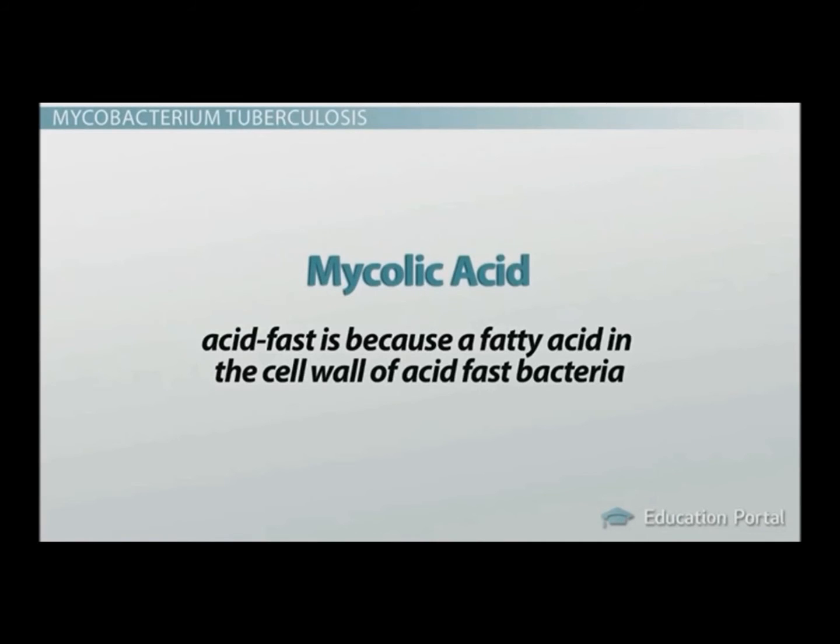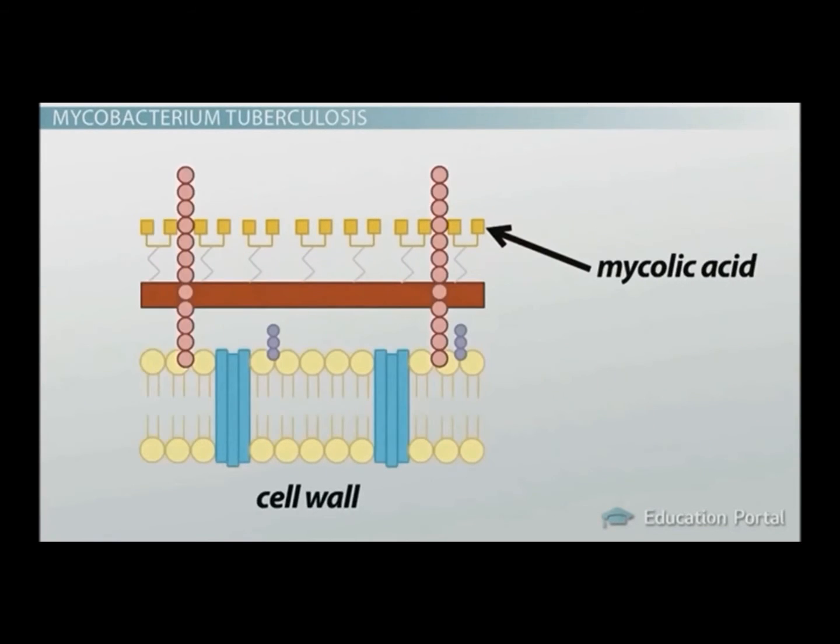Acid fast is because a fatty acid in the cell wall of acid fast bacteria, known as mycolic acid, gives these cells the ability to resist decolorization with acid alcohol in certain staining procedures that are used to identify this bacterium. In addition, this mycolic acid also makes these bacteria impermeable to a lot of stains, such as those used in the Gram stain. You can basically think of the mycolic acid as a type of wax coating applied to the cell wall of Mycobacterium tuberculosis.